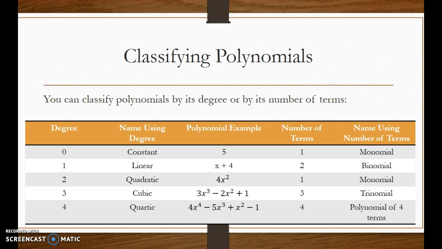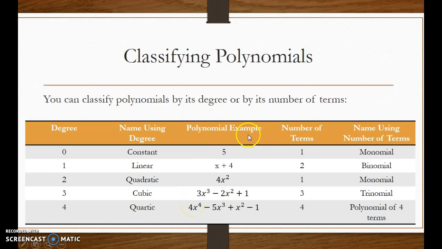So we can classify polynomials in 2 ways. The first way would be the degree. A 0 degree would be a constant, that would be 5. A 1 degree would be linear, that would be x plus 4. A 2 degree would be a quadratic, so x squared. A 3 degree would be a cubic, which would be x cubed. A 4th degree would be a quartic, that's 4x to the 4th.